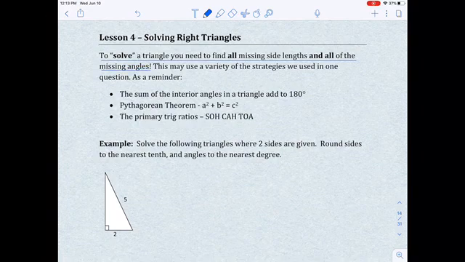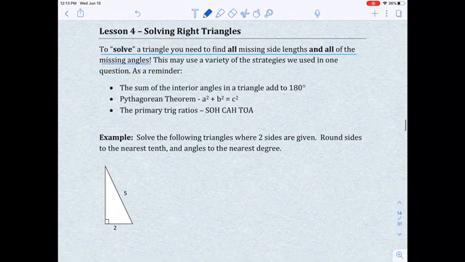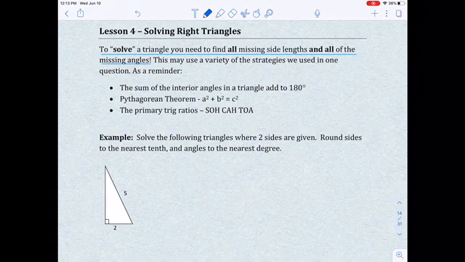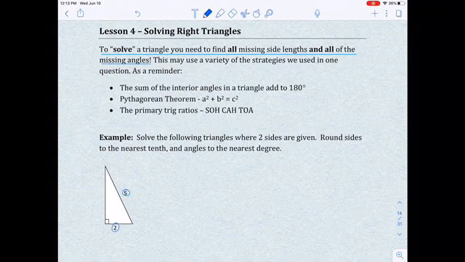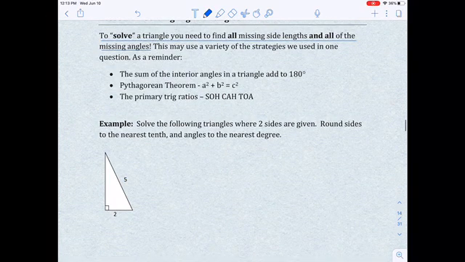So if we look at this first question down here, the example, it says, solve the following triangles where two sides are given. So in this case, we have two given sides. We don't have any angles other than the fact that we know that this is a right angle triangle. So we can use any of the strategies that we've learned so far. We can use our trig ratios, so SOH CAH TOA. You can use the idea that the sum of the angles in a triangle is 180 degrees. And we can, of course, use Pythagorean theorem to find our missing side lengths. Okay, sometimes we have many choices because there are quite a few strategies that will sometimes lead to the same answer.